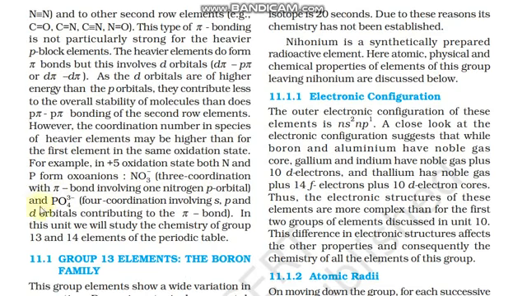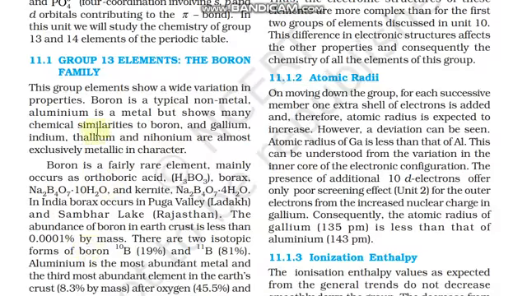So let's go for the next thing, the boron family. Normally, boron is a rare element. It mainly occurs in orthoboric acid, borax, as well as kernite. So these are the three forms in which it occurs.